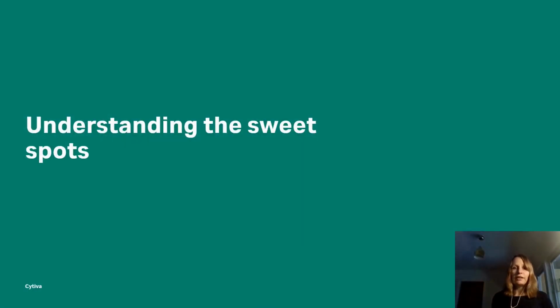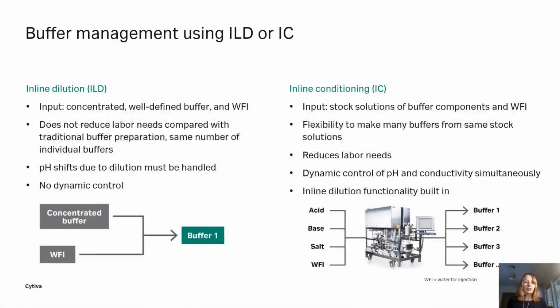So now we've looked at the data for the simulations and how these affect space, cost, and time. Let us continue and look at some other perspectives that are also important to consider when choosing buffer management strategy. Starting with technology, inline conditioning and inline dilution showed similar savings when outsourcing your concentrates and stock solutions in this particular example. So what are the other considerations you should make?